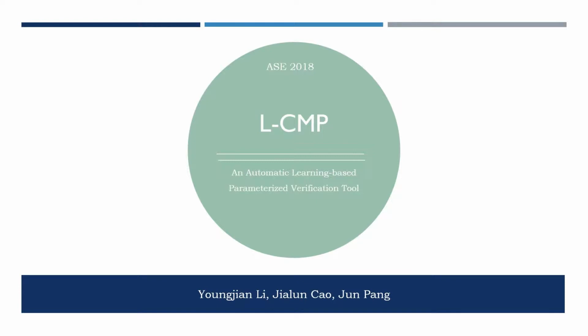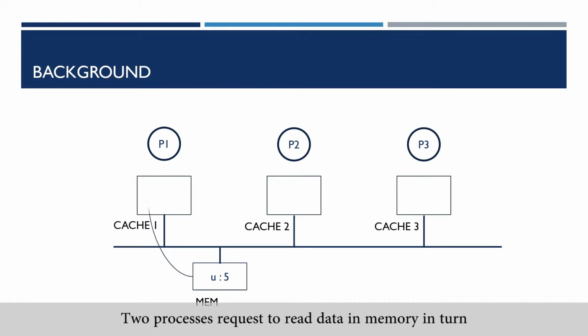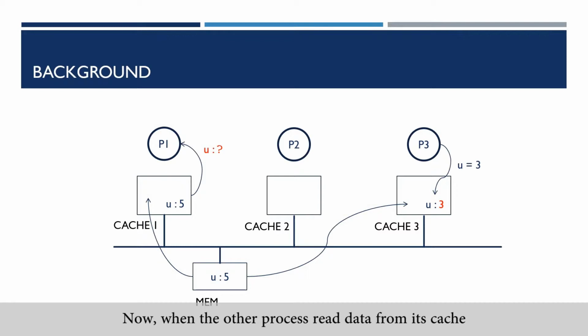LCMP, an automatic learning-based parameterized verification tool. Think about a distributed memory multiprocessing system as shown. Two processors request to read data in memory in turn, then one of them replaces the data with 3 directly to its cache. Now, when the other processor reads data from its cache, it will read 5 instead of 3, because the replacement action in cache 3 has no effect on cache 1.